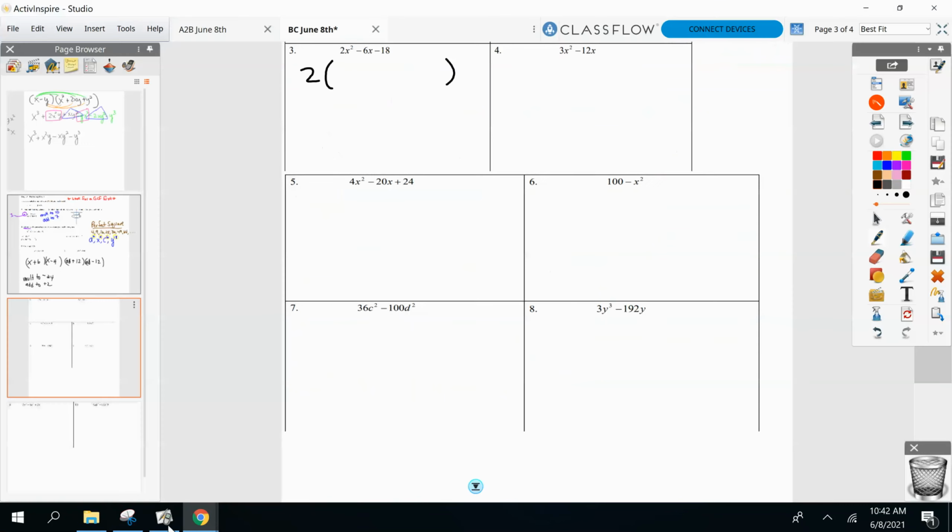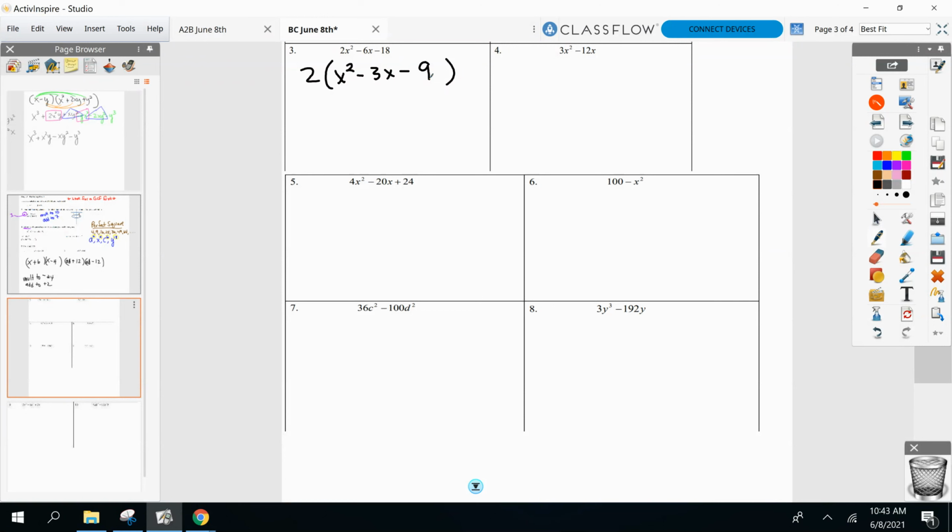St. John, going back to you. If I divide everything by 2, what's left? X squared minus 3x minus 9. Good job. There's the GCF. But whoa! This is honors algebra 2 now we're doing. So get in the habit of, you take out a GCF, I might not be done factoring.